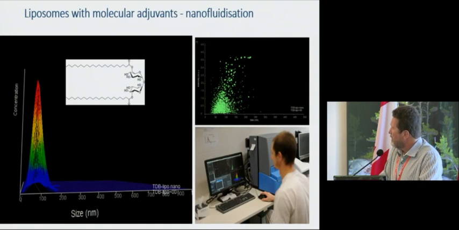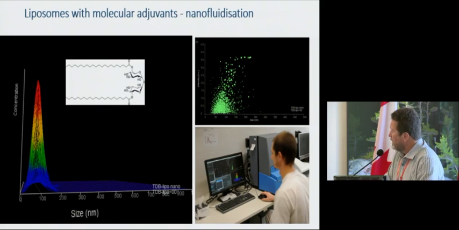This is one example of liposomes with adjuvants. This is trehalose dibehenate. At present, we have synthesized in collaboration with the company Apigenex about 60 different derivatives of this compound to find the most suitable adjuvants.